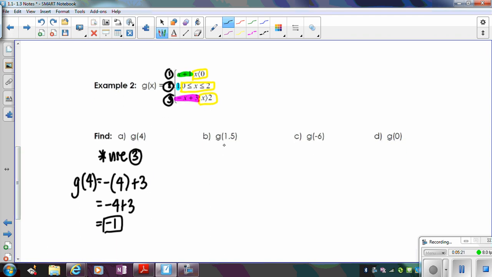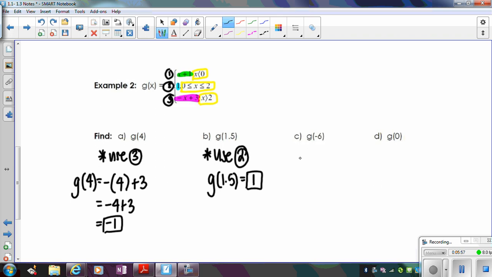Look at the next one here, 1.5. So 1.5 is between 0 and 2, so that means it's in category 2. So we're going to use equation number 2, or part number 2. And we go ahead and set it up. We copy this down, and wherever there's an x, we put parentheses, but there's no x, so there are no parentheses. So really there's nothing for us to plug into, so it's just going to equal 1. That's it. There's no x for me to plug 1.5 in.